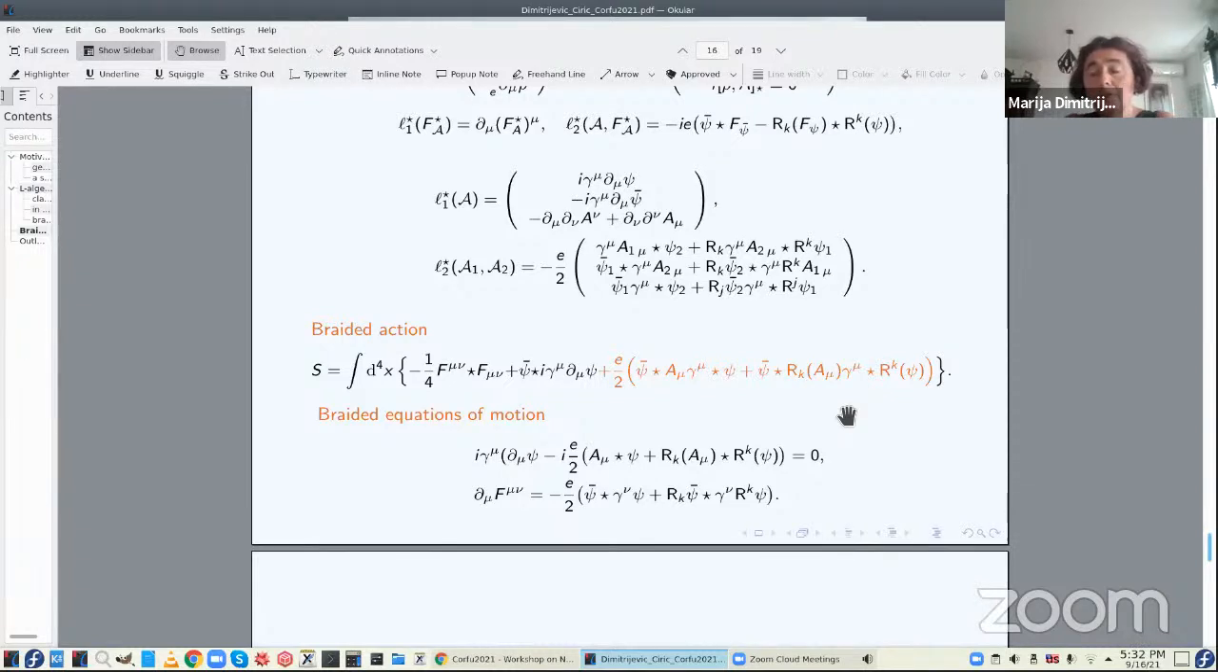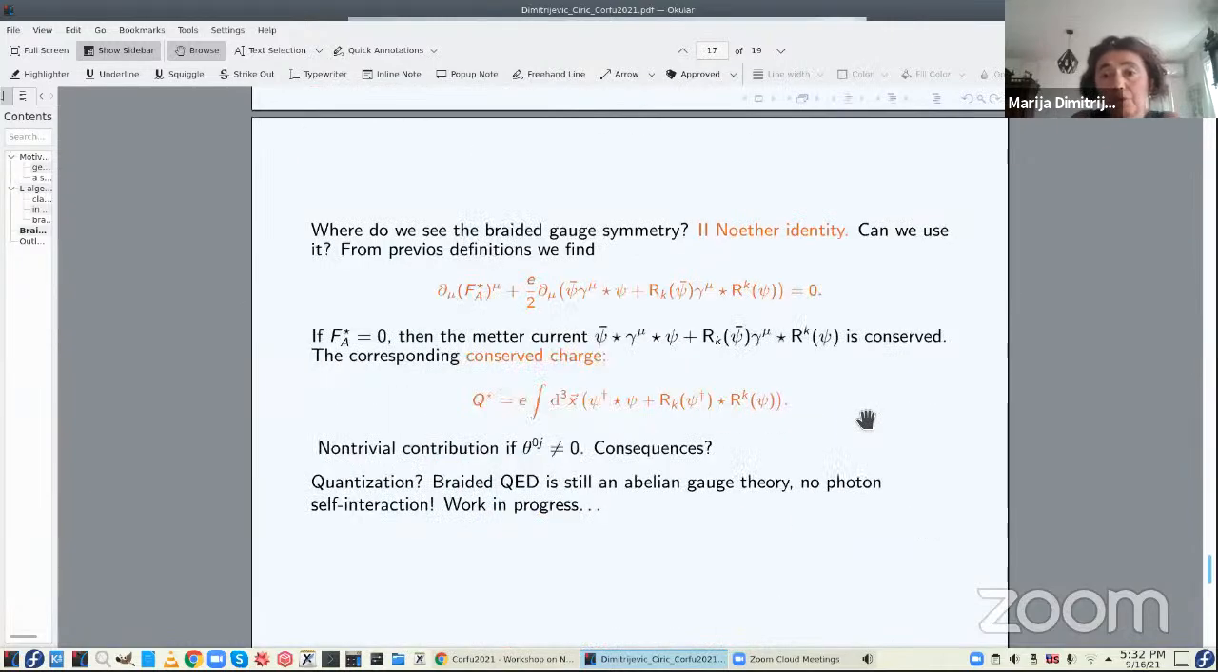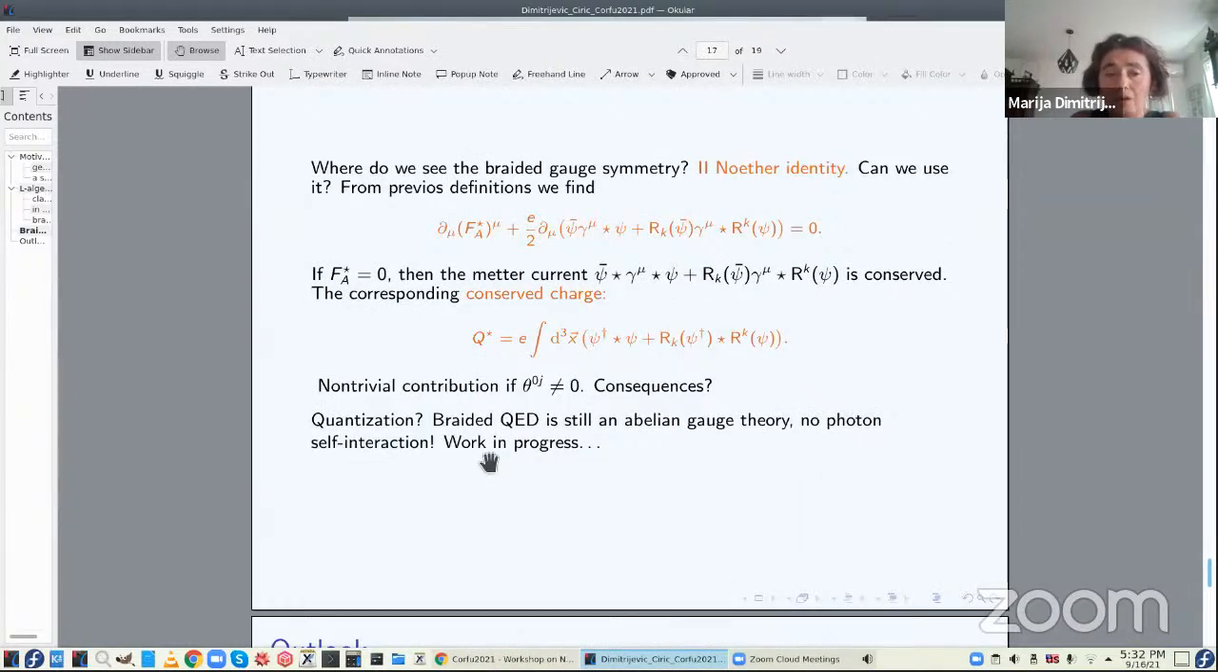And then the question is what happens with the UV-IR mixing. And that is, let's say, work in progress, or we are trying to understand the quantization of these braided field theories now.